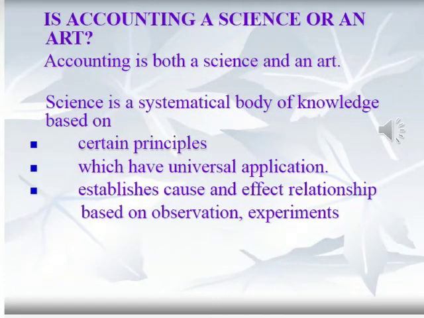Students, you all have opted for the Commerce group in Class 11, not the Science group, right? Now tell me, based on the definition of accounting, is accounting a science or an art? Accounting is both a science and an art. Science is a systematic body of knowledge based on certain principles. Accounting too is based on accounting principles. Accounting information is used by the users universally. The users make decisions based on the accounting information, which establishes a cause and effect relationship based on observation and experiments. In this regard, accounting is considered as a science.